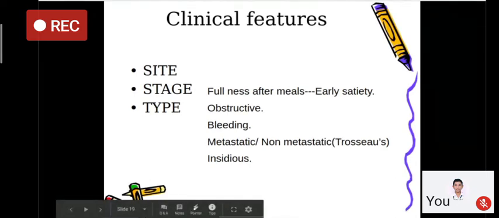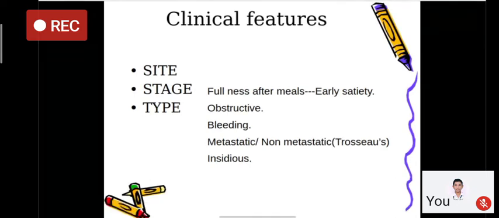Five you should remember. The most important is fullness after meals, early satiety. Why this fullness after meals will be there, you can probably understand: there is a diffuse type of disease. Some element of diffuse malignancy is always present. So that particular area of the stomach is not expanding, because in the stomach there is something called receptive relaxation that is not there. It is not relaxing, so whenever the person eats, he was previously taking say four chapatis, now not able to take even two.